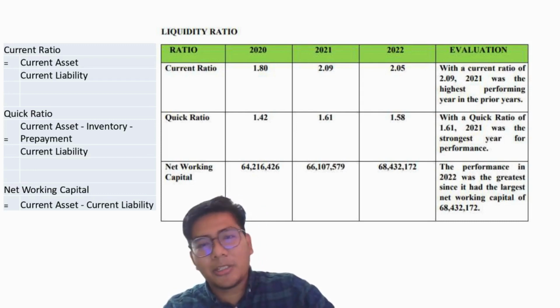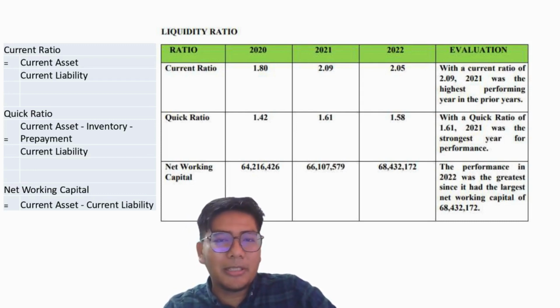So what is the current ratio? The current ratio is the measure of a company's ability to pay off its short-term liabilities using its short-term assets. It is calculated by dividing current assets by current liabilities. A higher current ratio indicates a better ability to cover short-term obligations and suggests a healthier financial position.